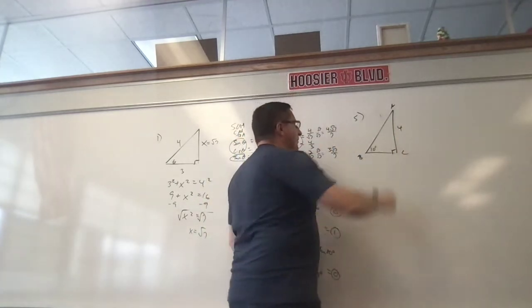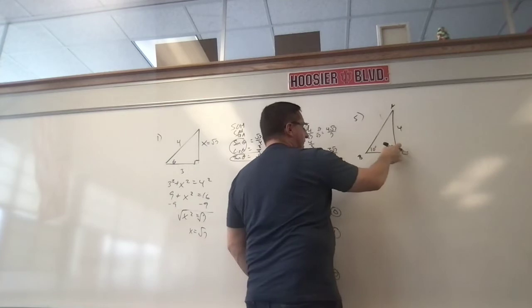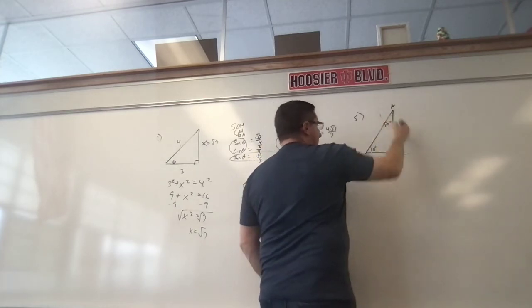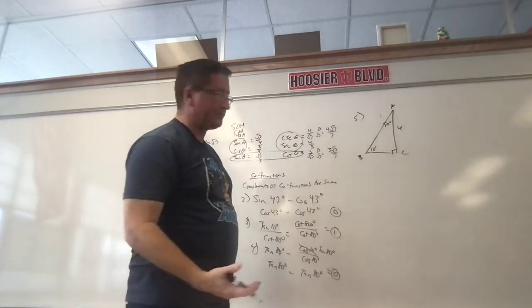So I want to find capital A next. If this is 90, these two together have to add to 90 because they have to add to 180. This has to be 80. I'm not going to show my work. You shouldn't have to show your work on that either. You should have done it in your head, okay?